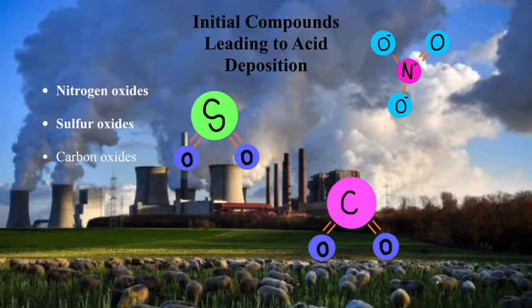These acidic compounds that lead to acid deposition are nitrogen oxides, sulfur oxides, and carbon oxides. Concerning acid deposition, nitrogen oxides and sulfur oxides are the two main culprits. Carbon oxides technically can cause acid deposition, but the acid it forms, carbonic acid, is generally too weak to cause any real damage, and most rain already has a bit of carbonic acid in it. It's just hard to notice because of how weak carbonic acid is.